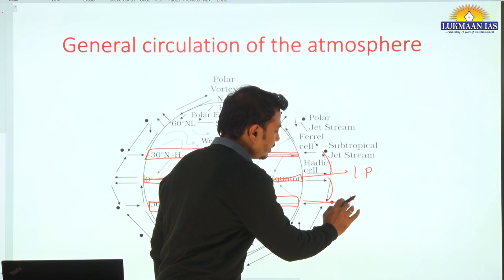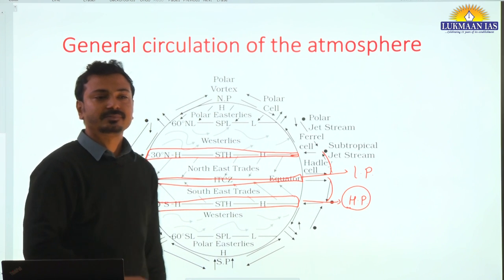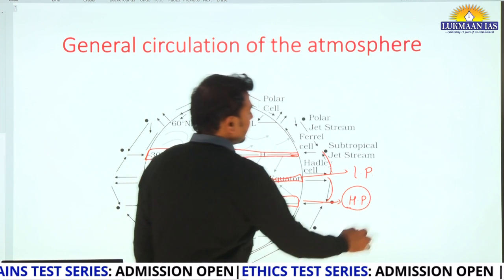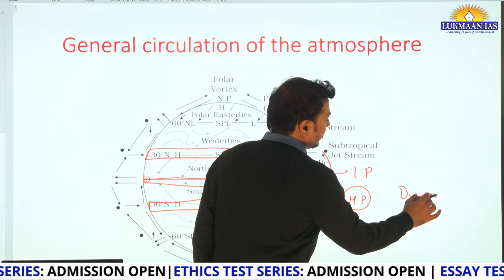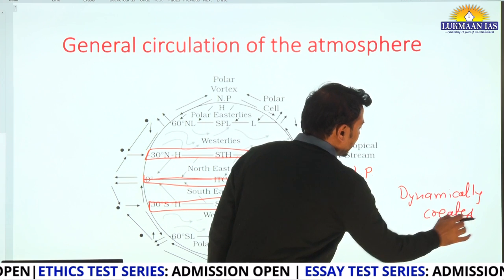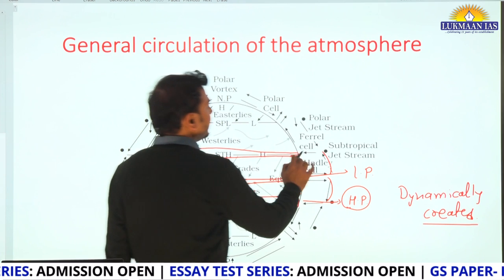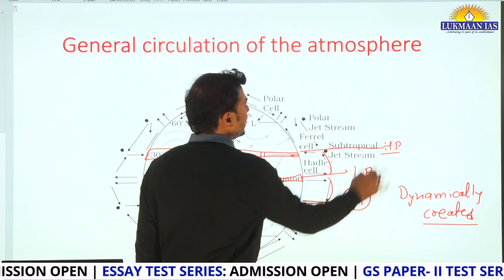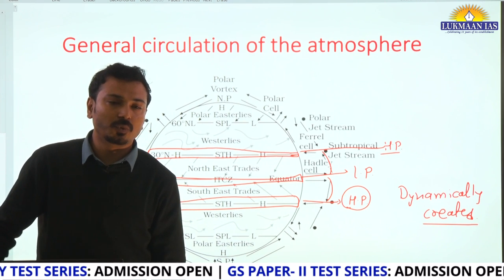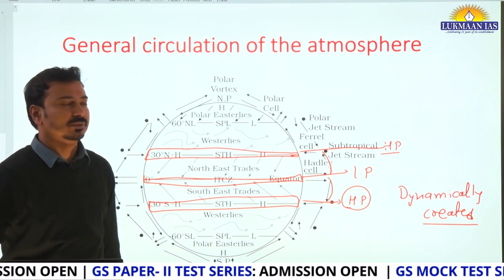Now you must be thinking, sir, why is it going down at that place, what is the reason here? This is a dynamically created high pressure belt. What do you mean by that? Dynamically created means due to the rotation of the earth or due to Coriolis force.